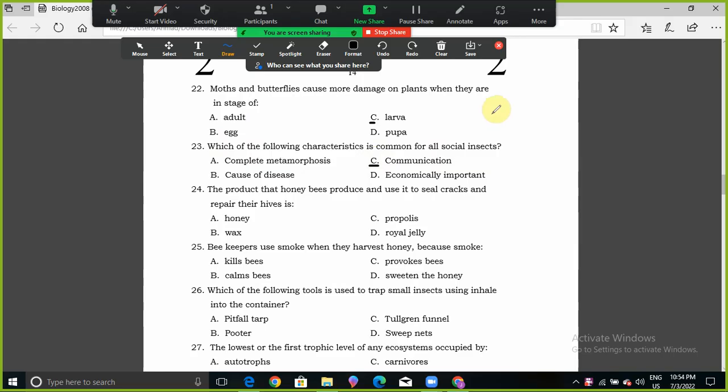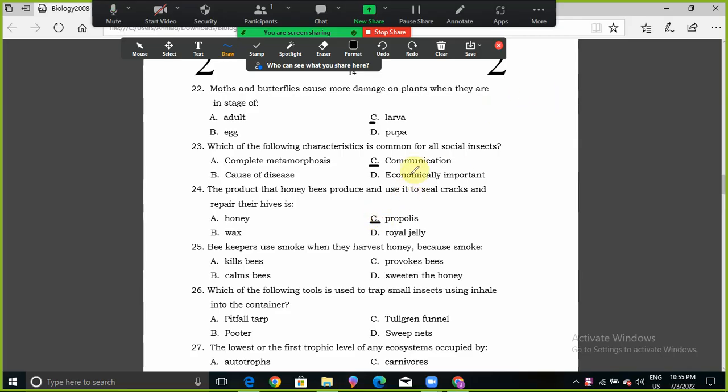Question number 24. The product that honeybees produce and use to seal cracks and repair their hives is what? Honey, wax, propolis, or royal jelly? Actually, the correct answer is propolis. Why? Because it's collected by honeybees from trees. The sticky resin is mixed with wax to make a sticky glue. It's also used by humans as a health aid. So the correct answer for question number 24 is C.